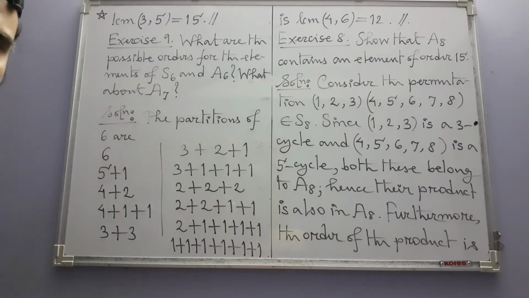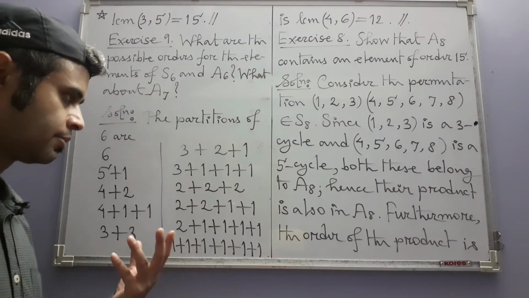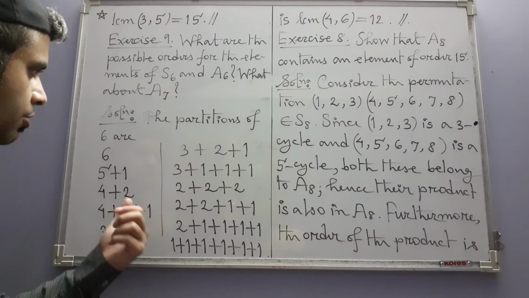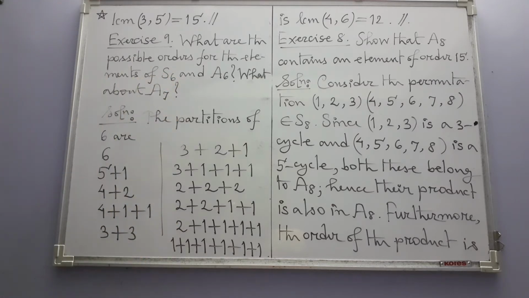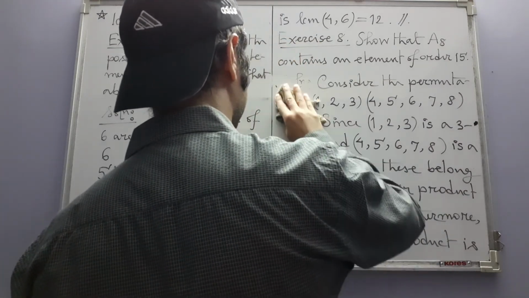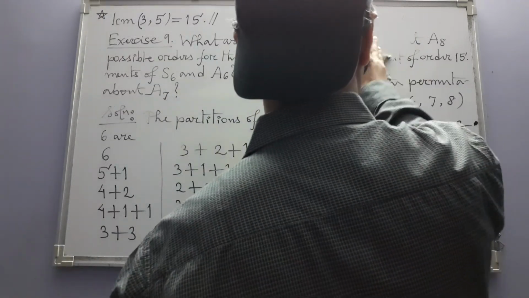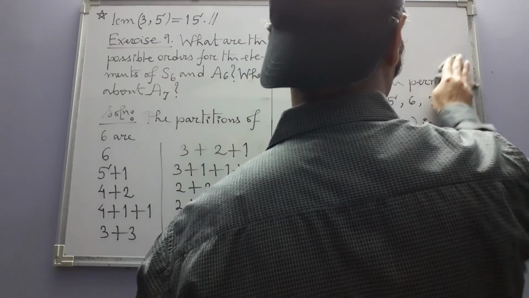Why are we looking at partitions of 6? That is because these partitions correspond to cycle decompositions for any permutation in S6. Why that is the case, you will now see. There are 6 symbols, right? And our aim is to form disjoint cycles out of those 6 symbols. Let me just wipe this clean and then I am going to continue.